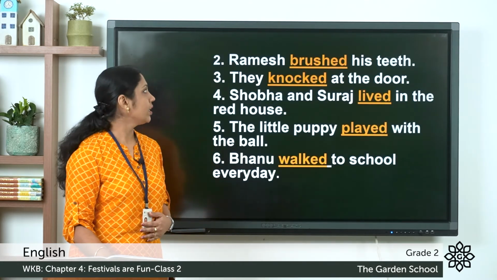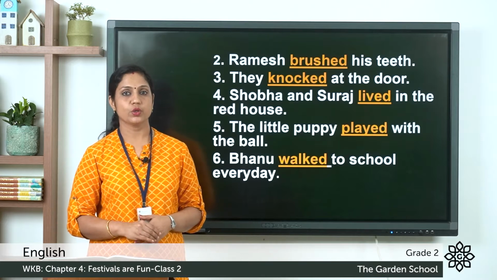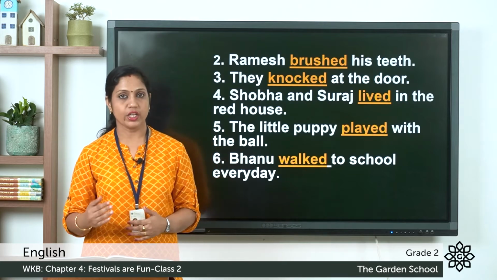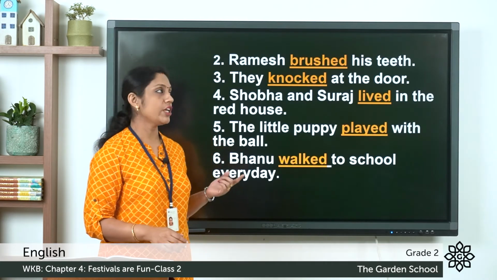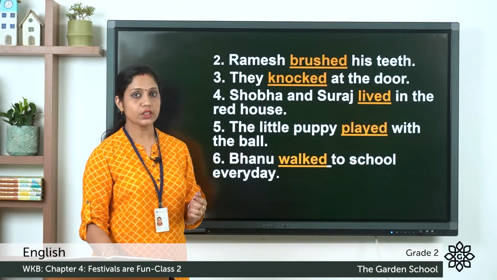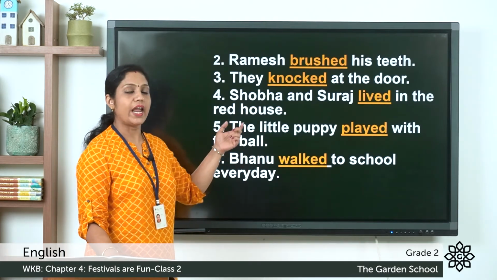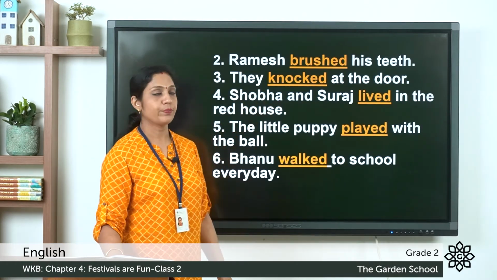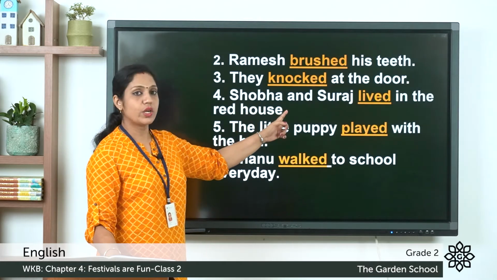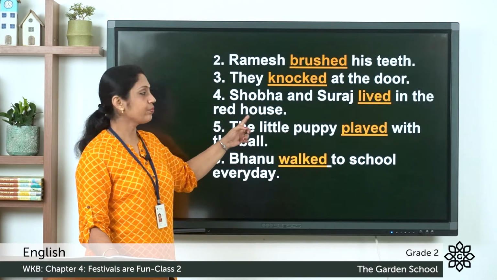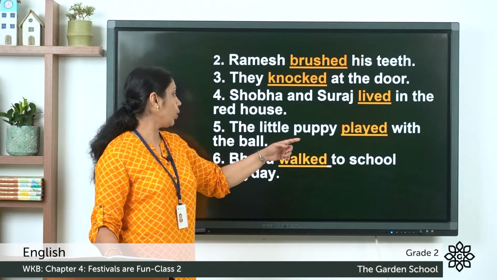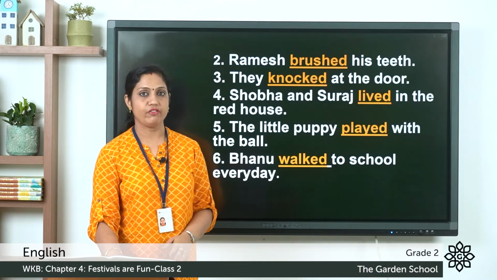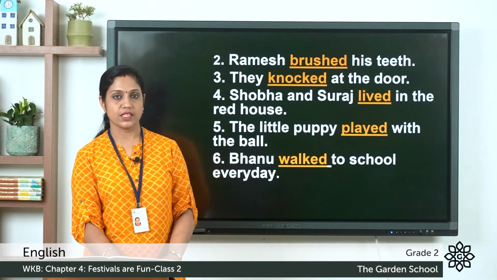The second question, Ramesh brushed his teeth. So the brushes word changes into brushed to make that sentence into past tense. So you can write it down in the space provided there. Ramesh brushed his teeth. The third one, they knocked at the door. So knock became knocked. So write they knocked at the door. Fourth one, Shobha and Suraj lived in the red house. Fifth, the little puppy played with the ball. Sixth one, Bhanu walked to school every day. So this is simple past tense.